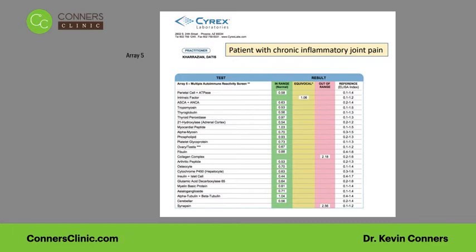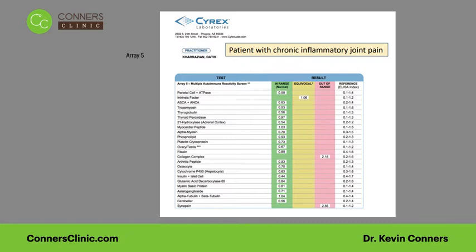So, in this case, this person has antibodies to collagen complex. But remember, let's say this patient came to me with chronic inflammatory joint pain. That was their main symptom. Let's say I have this horrible joint pain, and I think I have Lyme disease. We run array 5 and sure enough, we have antibodies to collagen complex.